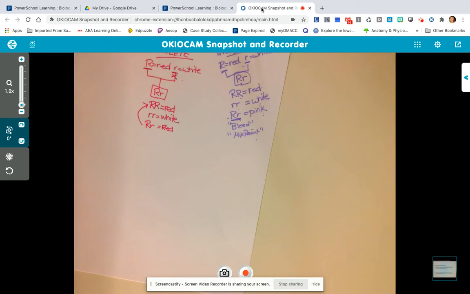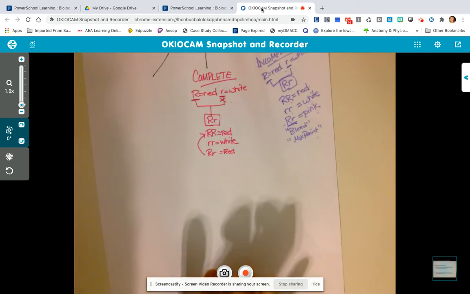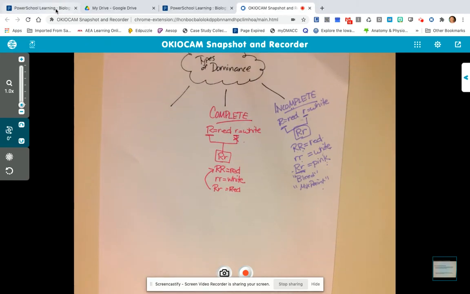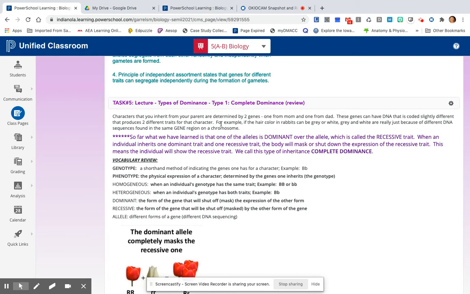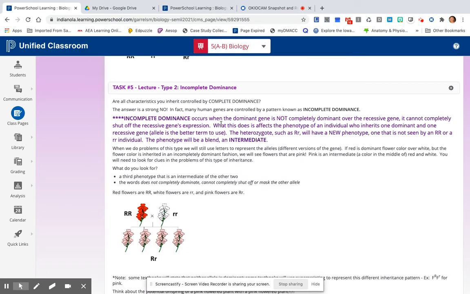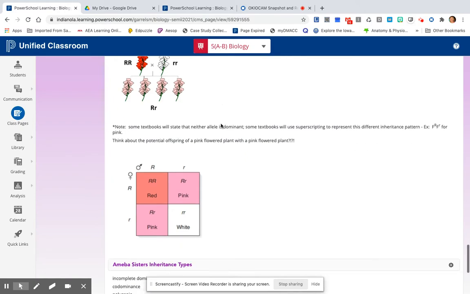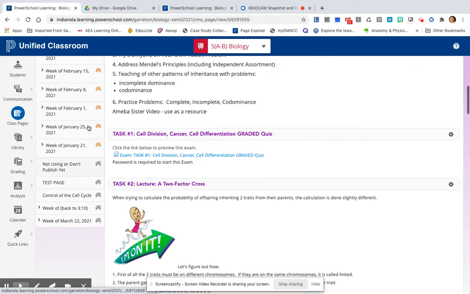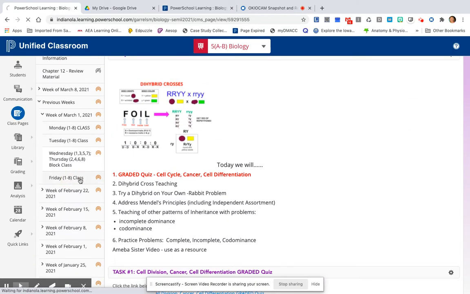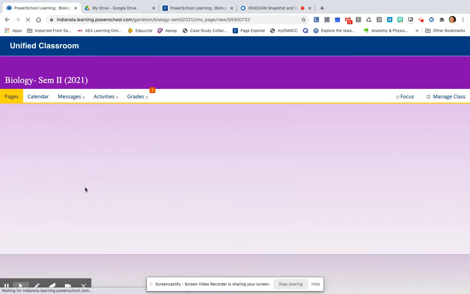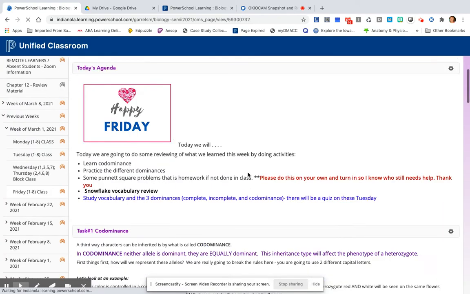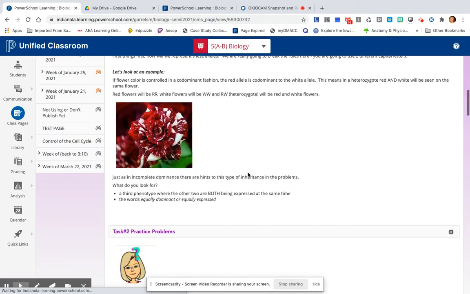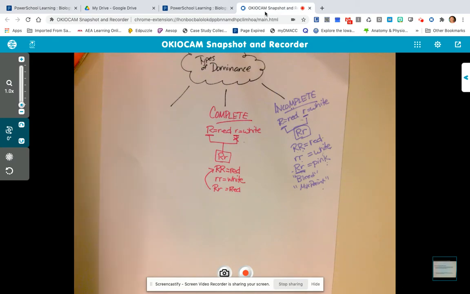Okay, so now let's take a look at the third type of dominance, which is called codominance. Now, I do want to show you, again, the explanation for incomplete dominance is still on this Wednesday, Thursday page of last week. We went over the pink flowers, but the codominance, you're going to have to move to the Friday of last week. And here's the codominance.